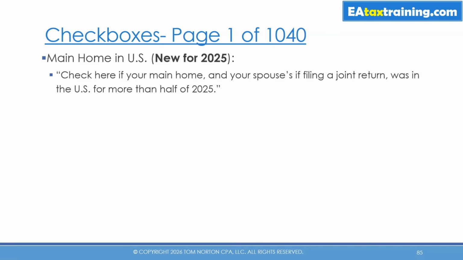And then the third box, and this is new in 2025, this was not there previously. Check here if your main home and your spouse's, if filing a joint return, was in the US for more than half of 2025. So there are certain credits, such as the earned income credit, that you can only get if you were in the United States for more than half the year. So the IRS wants you to declare, again, under penalty of perjury, right on the front of the tax return, whether or not your main home was in the US for more than half of 2025.